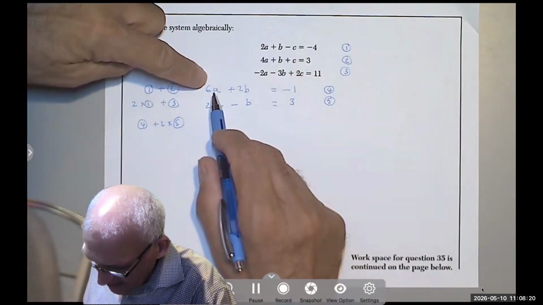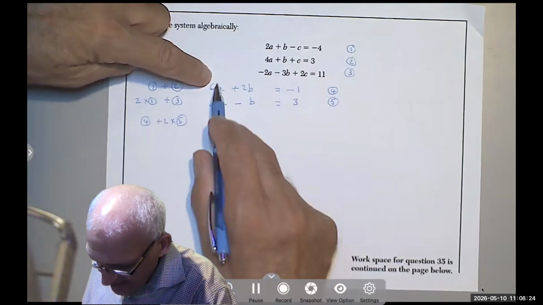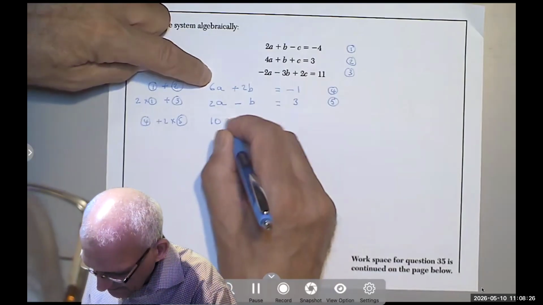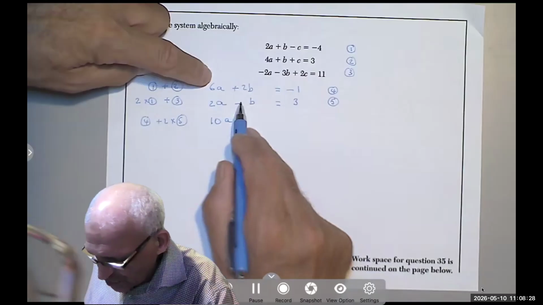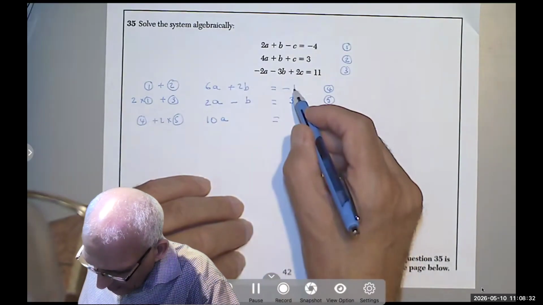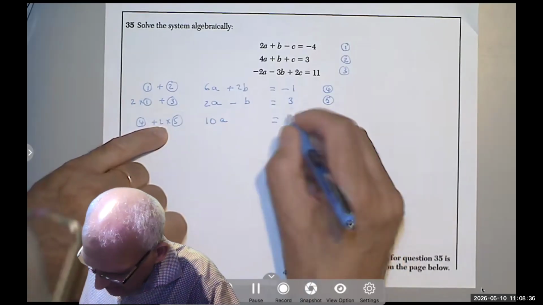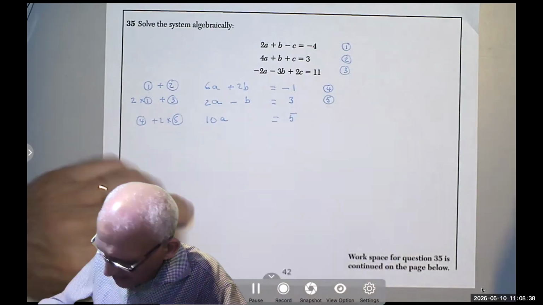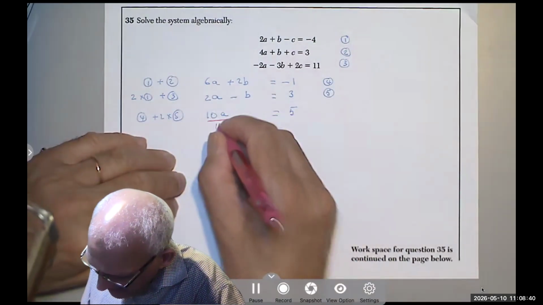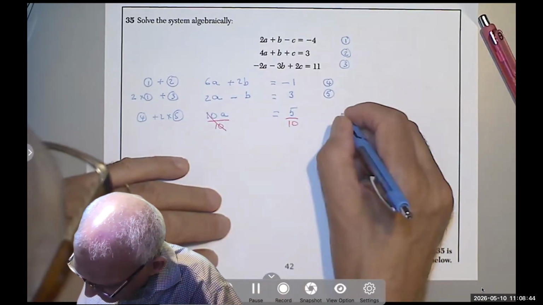4 is 6a. 2 times 2a is 4a. 6a plus 4a is 10a. Then 2b minus 2b is 0 equals negative 1 plus 2 times 3. Negative 1 plus 6 is positive 5. I'm going to divide both sides by 10 to get a equals 5/10 or 1/2.